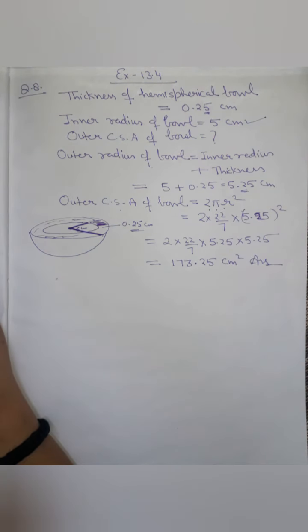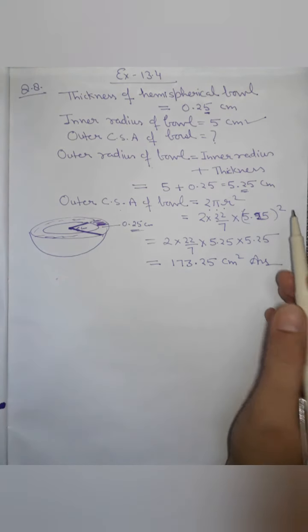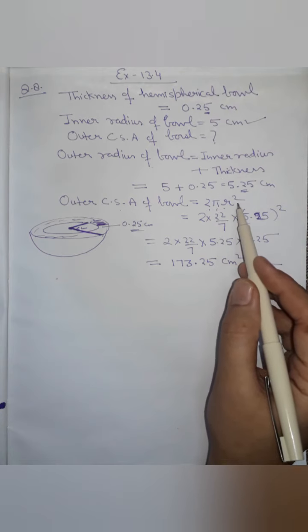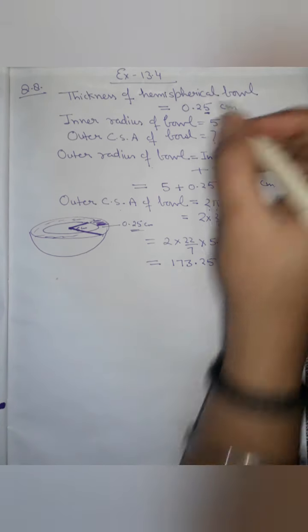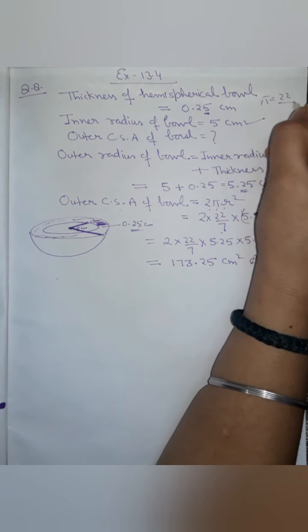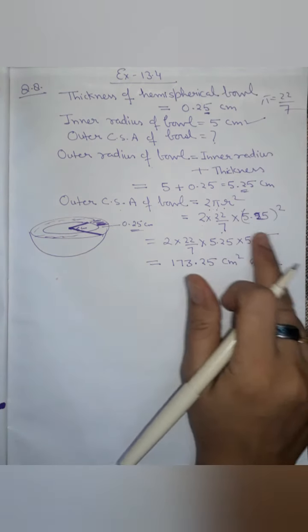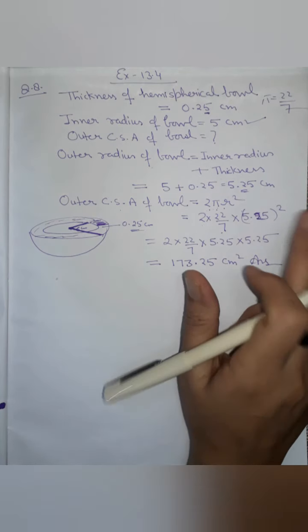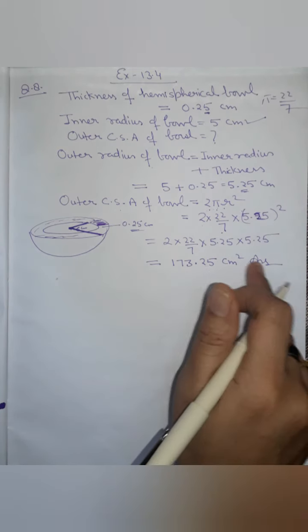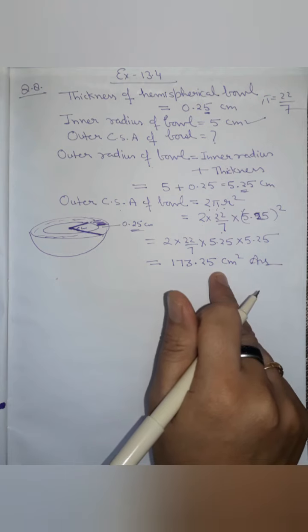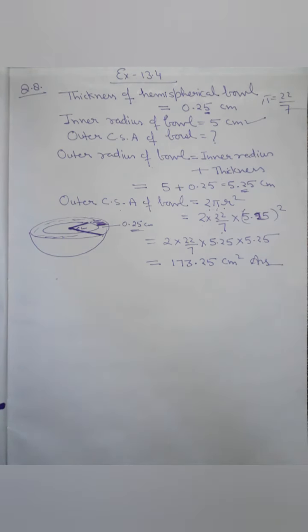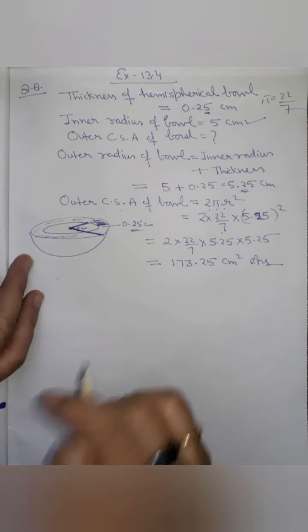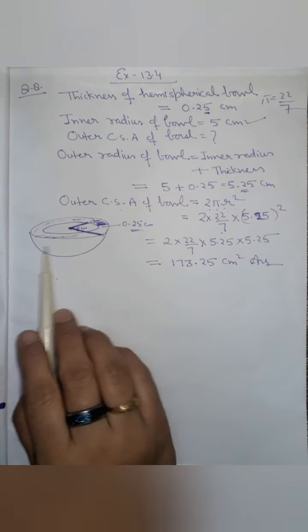Now outer CSA of the bowl will be equal to 2 pi r square, as it is asked in the question, find the outer CSA of the bowl. So outer CSA of the bowl is 2 pi r square. Pi we know 22 by 7, it is already given in the question that pi is 22 by 7. R we have calculated 5.25 centimeter. Put the value, we will get the answer, that is 173.25 centimeter square.